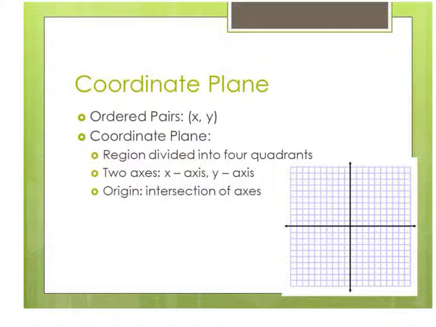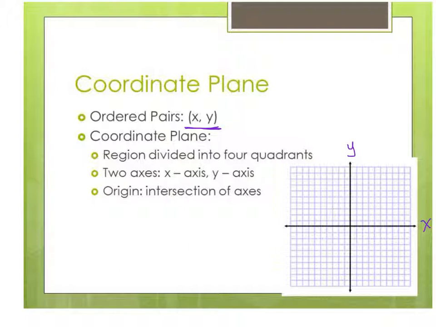So quick review of ordered pairs, graphing on a coordinate plane. Ordered pairs must come in parentheses with a comma in between them. Your x-coordinate always comes first. Your y-coordinate comes second. The x-coordinate is your horizontal axis. The y-coordinate is your vertical axis.